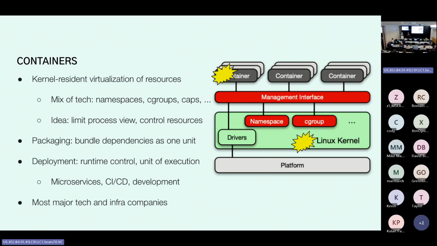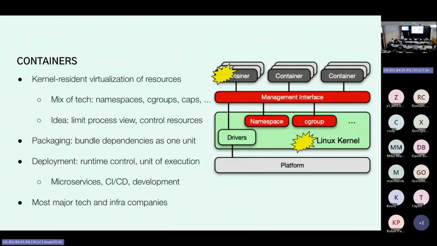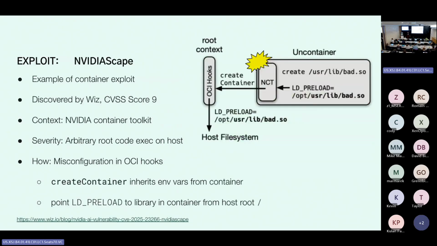Now I'm going to dive into, in the next 2 slides, 2 exploits that demonstrate what we're really going after here. One is in the container environment and one is in the shared kernel. These are called container escapes and allow the application to run its code on the host in root context. The first exploit I want to dive into is called NVIDIA Escape. It's an example of a container exploit. It was discovered by Wiz this year and has a very high severity score because it allows arbitrary code execution on the host in root context.